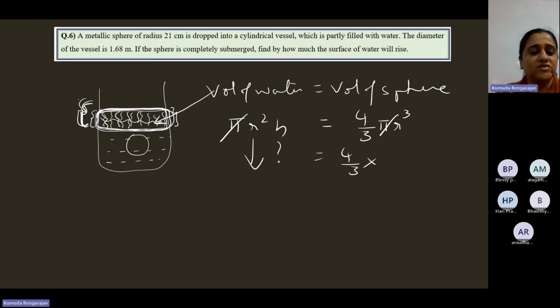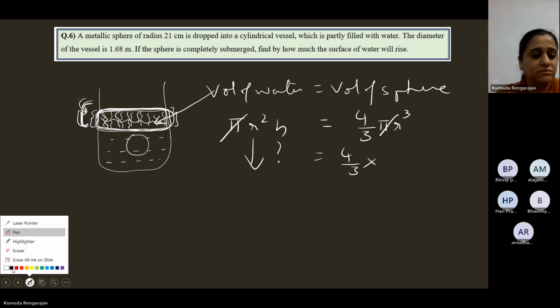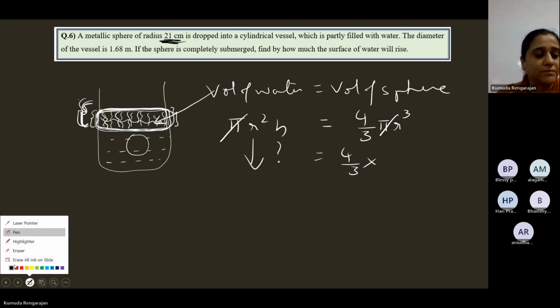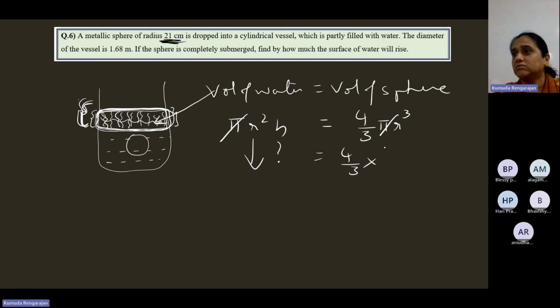The radius of the sphere, 21 centimeters, is given. So you'll substitute that. That means only h is not known. So you can solve this and find the value of h. And that will be only this h.